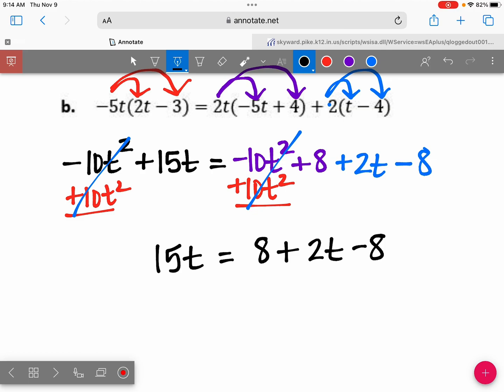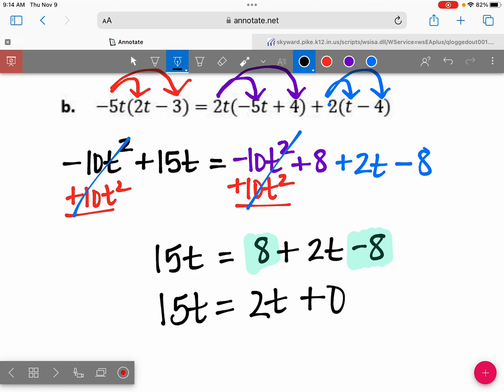So let's start collecting our like terms. So these two are like terms. And what's going to happen when I add those together? What is 8 minus 8? 8 minus 8 is 0. So you'll have 15t equals, and then it'll just be a 2t plus 0.